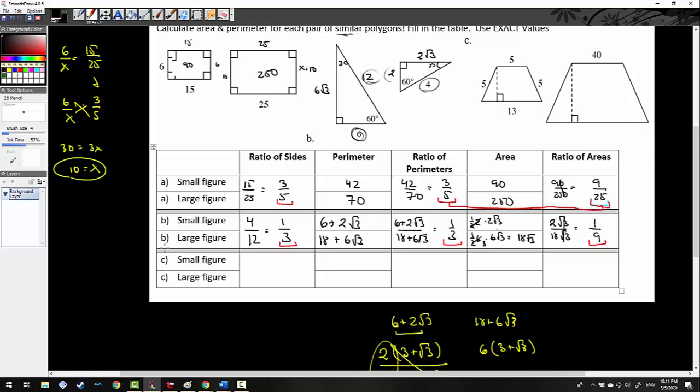All right, let's go ahead and take a look at the trapezoid. The trapezoid is going to have some stuff for us to solve. All right, so from here, we know that the side ratio is going to be 5 over 40. We know that.